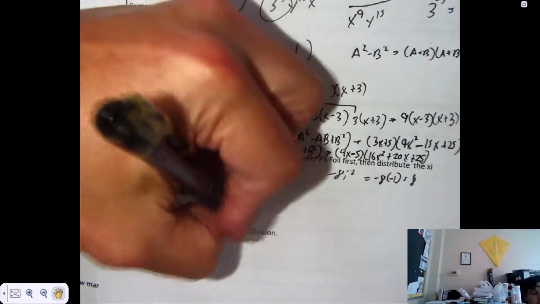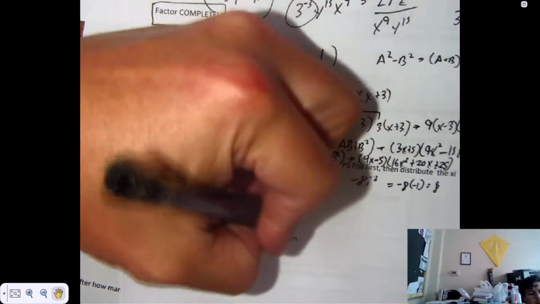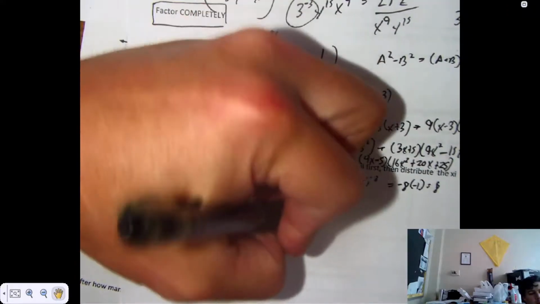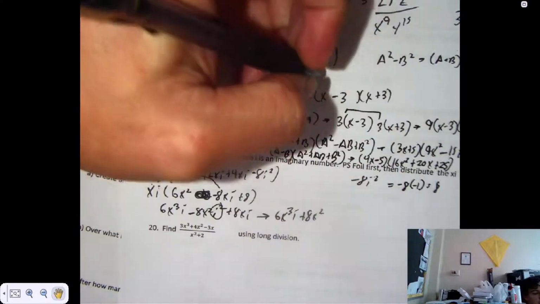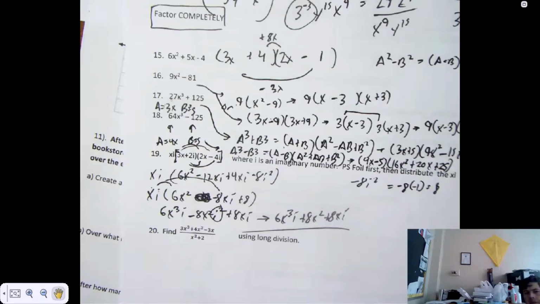Sadly, that's not your final answer. We just talked about that piece right there. That's a negative 1. So 6x cubed i plus 8x squared plus 8xi. I might make the test one a little easier, because that's a pretty rough problem.